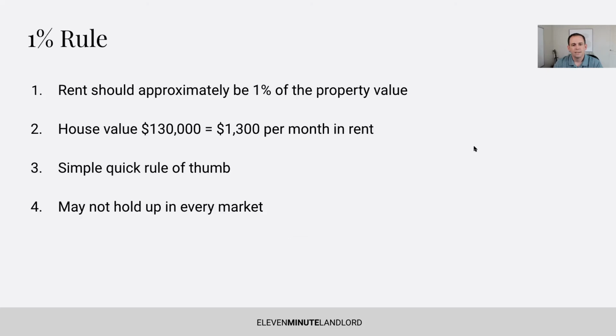Now, that 1% rule is basically saying that the rent should be somewhere around 1% of the property value. And if your market can't sustain that, then it's probably a good idea to pass on that purchase. For example, if the house value is $130,000, you should theoretically be able to get somewhere in the range of about $1,300 a month in rent. Again, this is a quick, simple rule of thumb, and it's not going to hold up in every market.